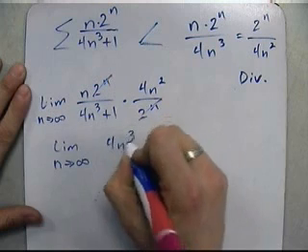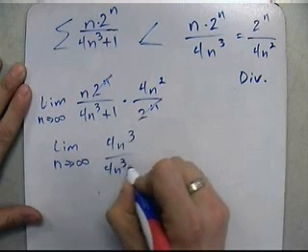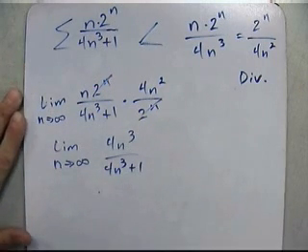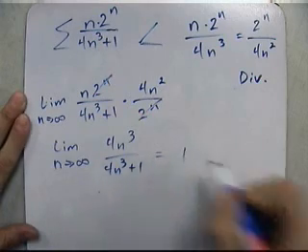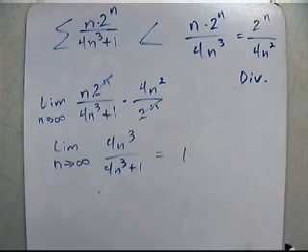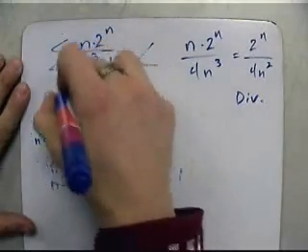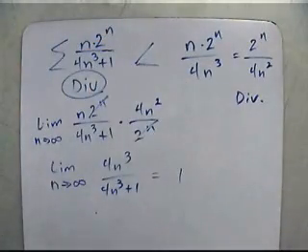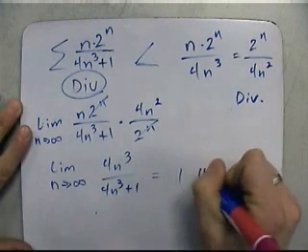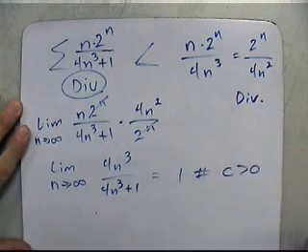So 4n cubed over 4n cubed plus 1. The limit of that goes to 1. So the original diverges. This works only if it goes to a solid number, some constant bigger than 0.